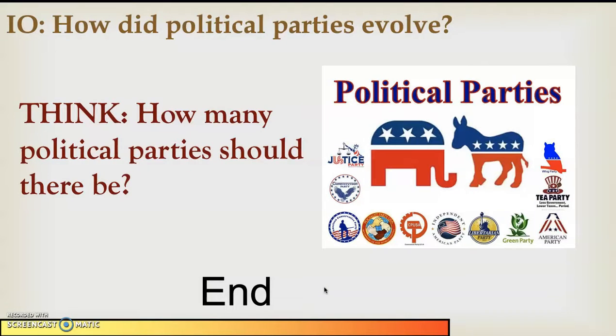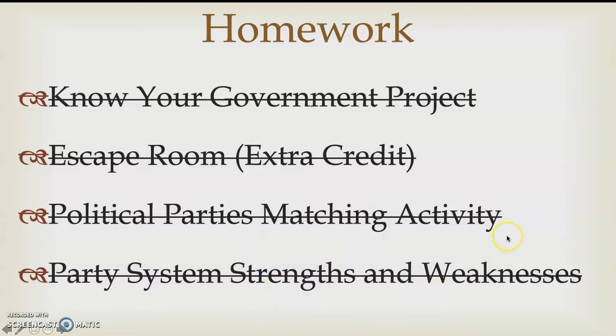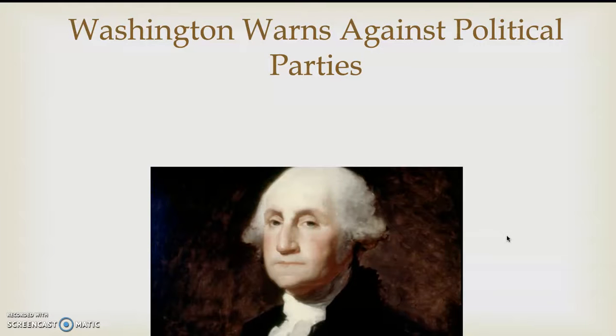So the thing that we need to think about eventually, in the start of this lesson, would be how many political parties should there be? You learned all about those strengths and weaknesses. Now, we're going to go into what some of the founding fathers thought, and then what happened? How did we get the way we are right now? How did we do it?